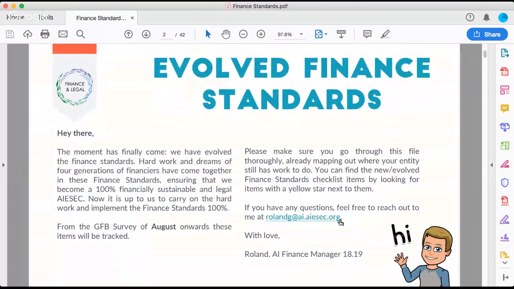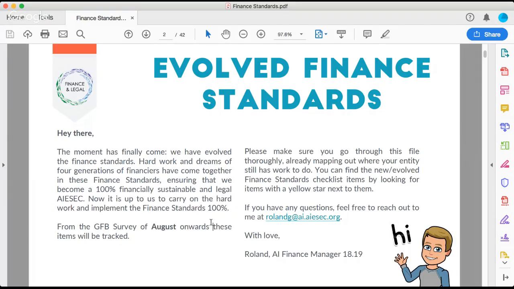Firstly, I will explain the difference between the evolved finance standards and the former finance standards. The finance standards have been created to make sure we have a 100% financially sustainable and legal ISAC. That also means it's up to us to make sure that we get these to 100.